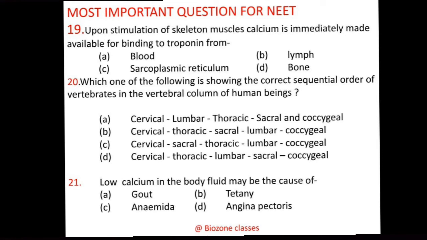So here you remember, when we study the vertebral column, first we study cervical vertebra, then we come towards thoracic vertebra, then lumbar, sacral and coccygeal. So the correct option is D. So you remember the correct option. In such questions actually you can find the answer.